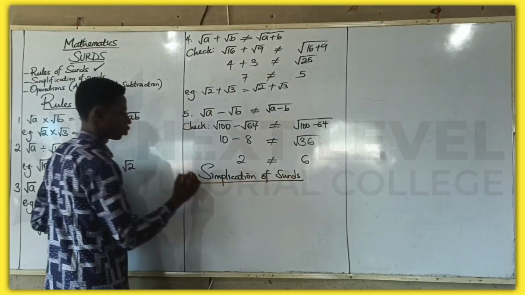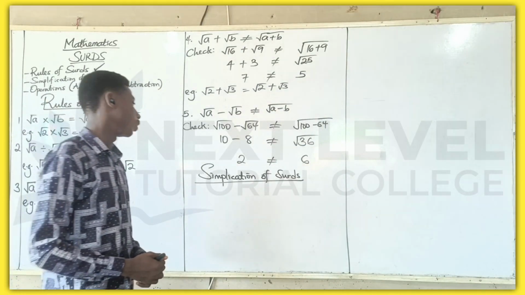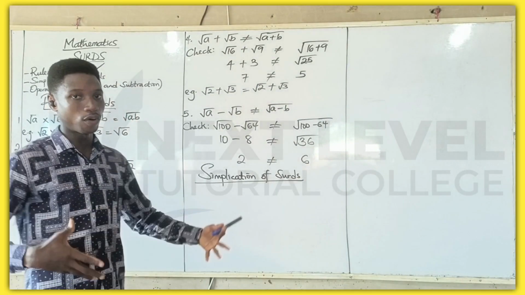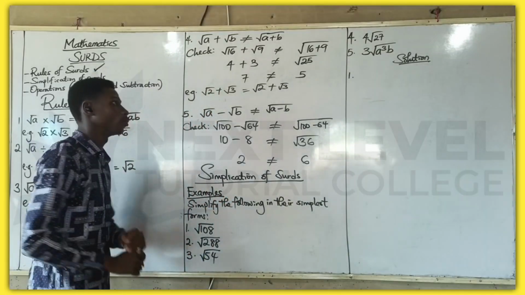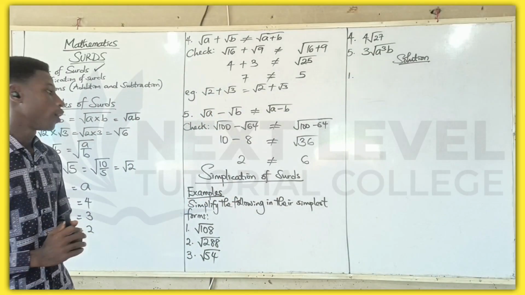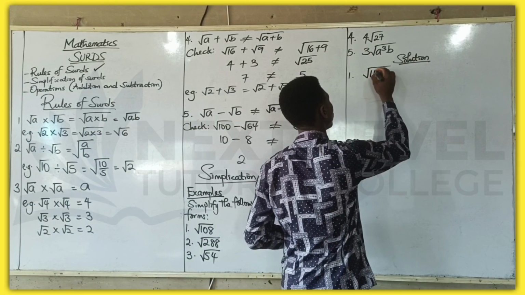We are going to be looking at some examples here where we would simplify the surds from big forms to simple forms. Alright, so we have these questions. I want to simplify them. When you want to simplify a surd like this, number one, we have surd 108.